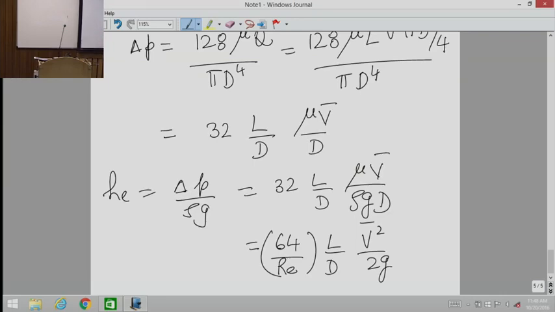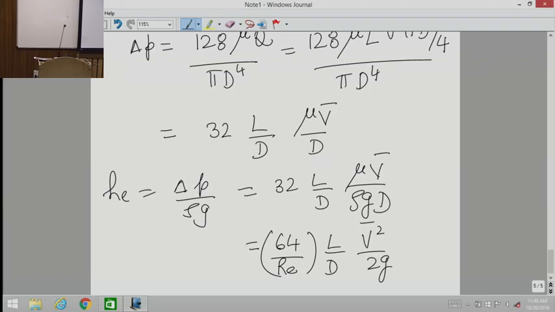And then what I have done is I'm expressing it as a function of Reynolds number. And what you find is, at least if I write it in this form, for laminar flow in a pipe, you get the head loss is equal to 64 upon Re. Re is always based on diameter, times L by D times V square by 2G.